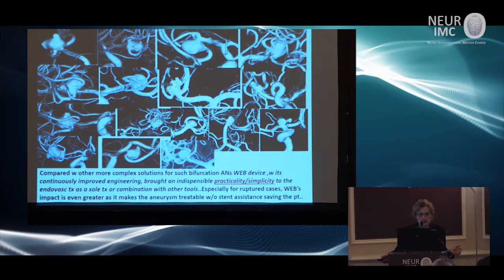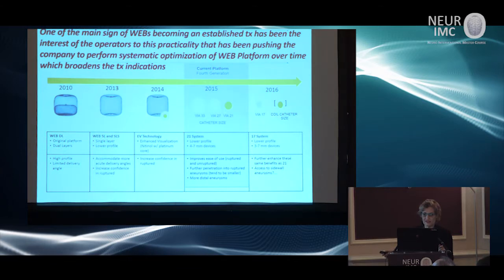Compared with other more complex solutions for such bifurcation aneurysms, the WEB device brought an indispensable simplicity and practicality to endovascular treatment. It could be used as a sole treatment, and sometimes we can combine it with other techniques. Here are some examples where we used the WEB device for treatment. So you can think about how cumbersome the treatment can be in some of them at least. They are not very easy cases.